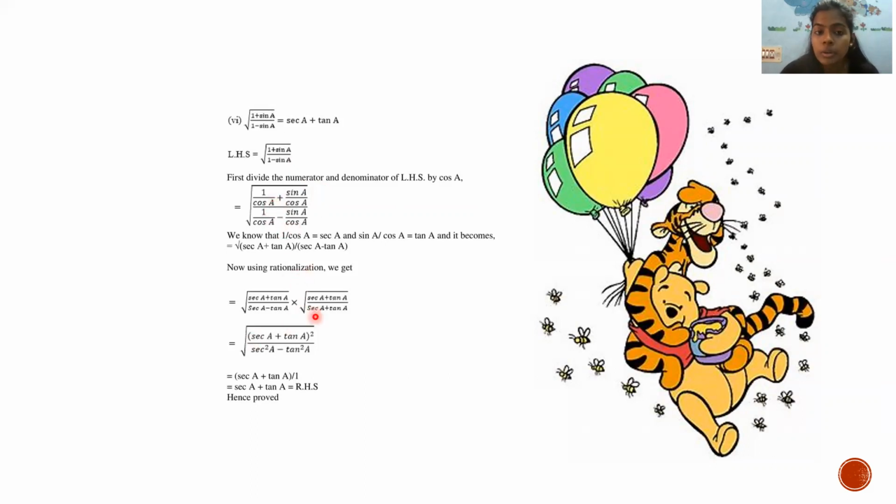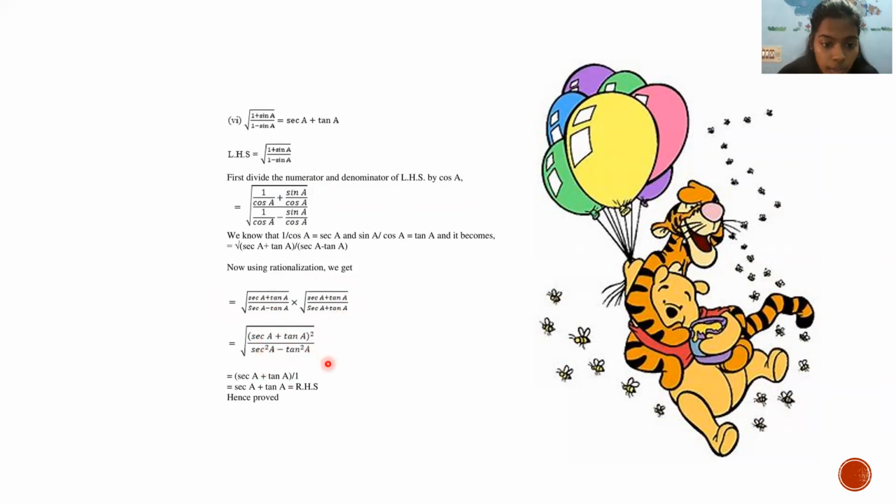Now what can I do? I will take the conjugate. I am taking the conjugate, rationalizing. So when I take the conjugate, it will become root of (secant A plus tan A) by (secant A plus tan A), multiplied on top and bottom. Now what happens? Square root of (secant A plus tan A) the whole square, and the denominator will become secant square A minus tan square A, by using the formula A square minus B square.